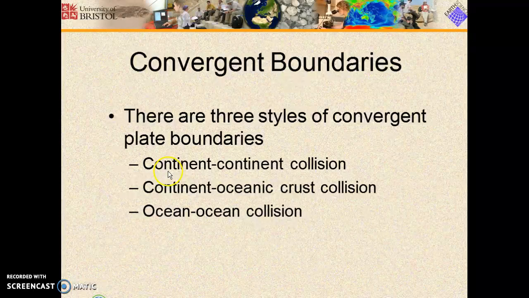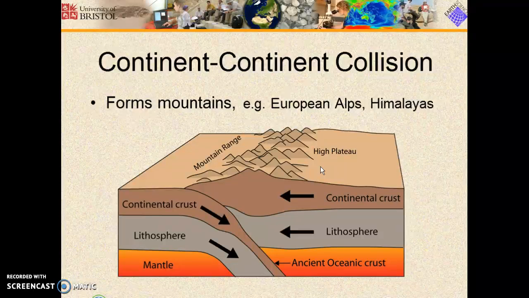We could have continental crust colliding with continental. We could have continental and oceanic crust colliding. And then we can have oceanic and oceanic colliding. In each of these situations, they create a different structure. So the first one is continental-continental. When I have two continental crusts colliding, I make mountains. As they collide, they both come up and they create mountains.